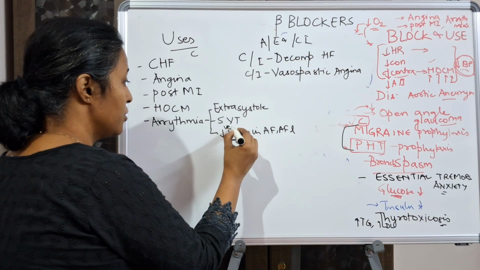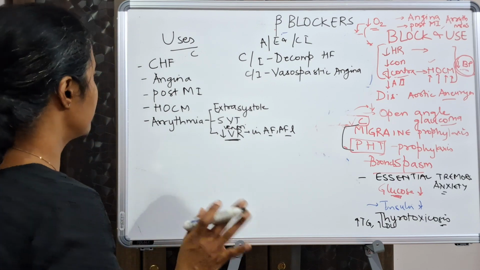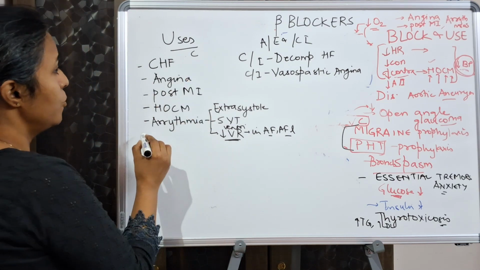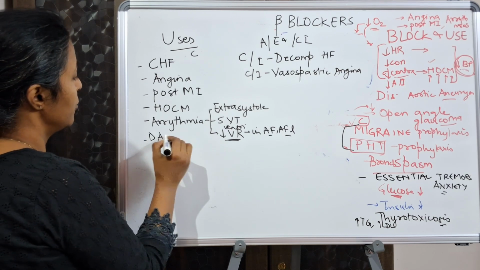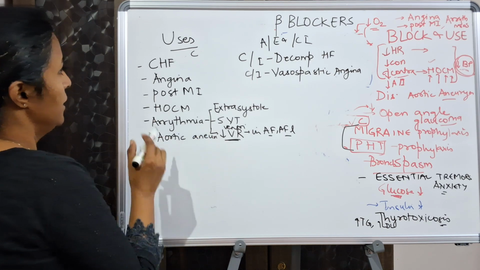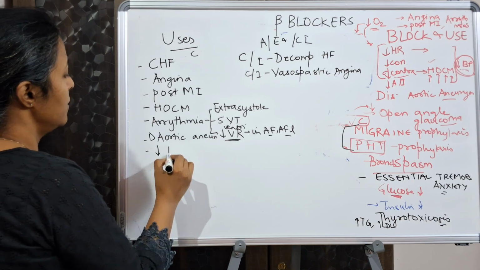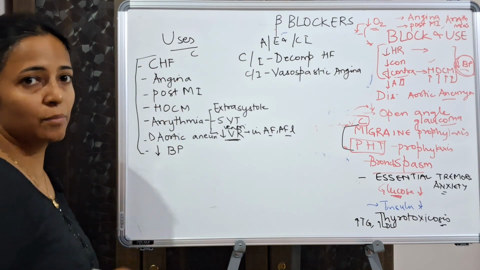Okay, so this is ventricular rate in AF and AFL, atrial flutter and atrial fibrillation. Okay, then what else? It is used in aortic aneurysm, dissecting aortic aneurysm. And it is used to decrease the blood pressure. Okay, so these are the main uses of the beta blockers.